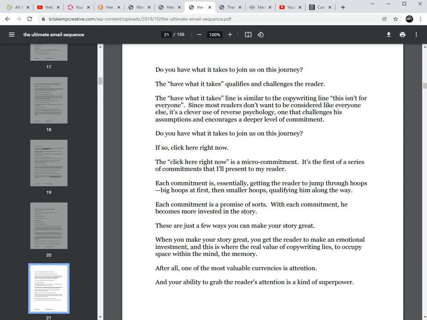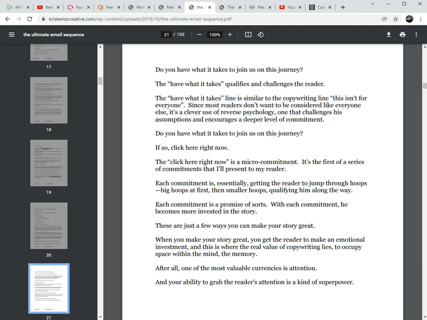So these are just a few ways you can use to make your story great. Also, if you want to sell your product or service, you could say, do you have what it takes to join us on this journey? Do you have what it takes to find your mission and to travel the world and find out who you are and see all these opportunities available? Do you have what it takes to go on this great adventure that's calling you, right? Full of uncertainty, possibility, and experiences and opportunities that will motivate, challenge, and inspire you. Do you have what it takes?